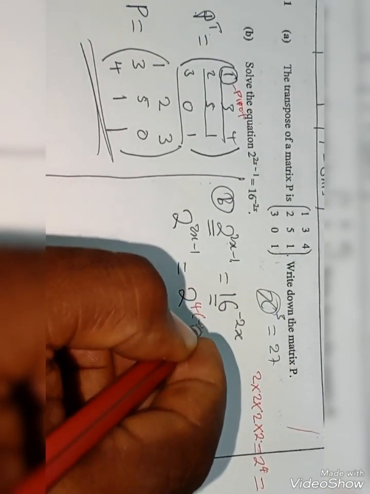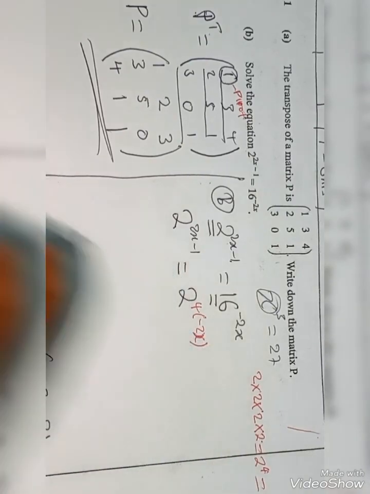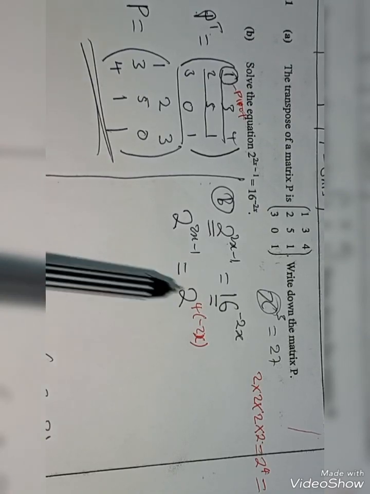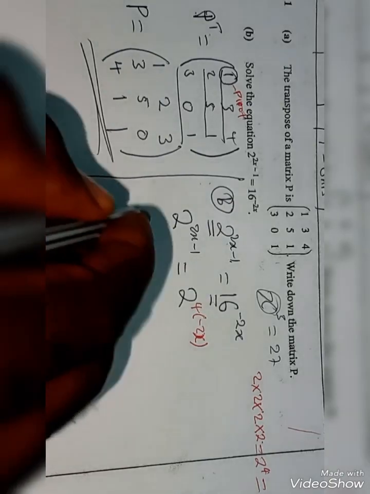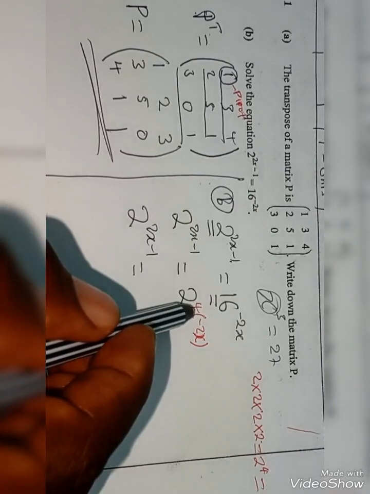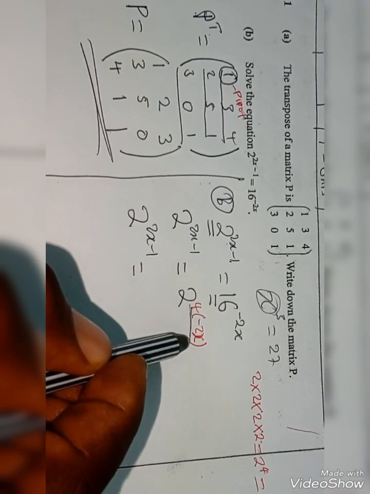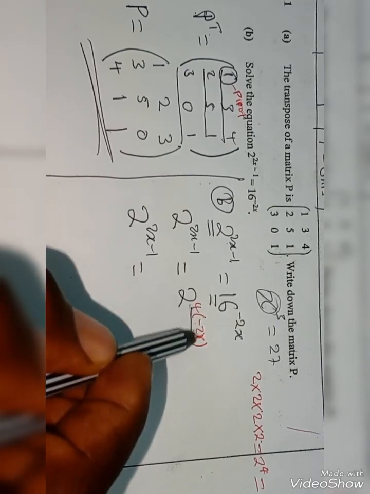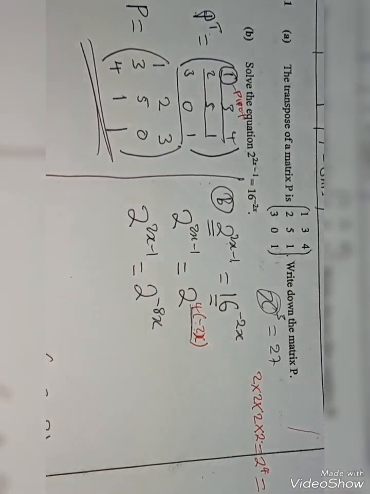Okay? Negative 2x. Wonderful. I hope you understand where this 4 has come from. So 2 to the power 4 is 16. So I'll say 2 to the power 2x minus 1 is equal to, this is what we call index of an index, power of a power. So you're going to multiply. So 4 times negative 2x, you're going to have negative 8x.